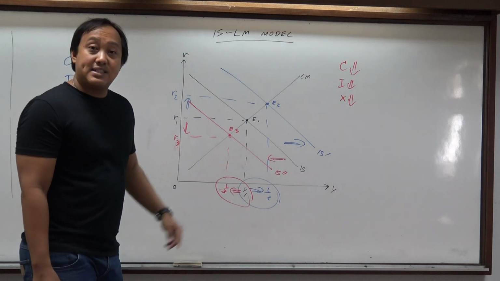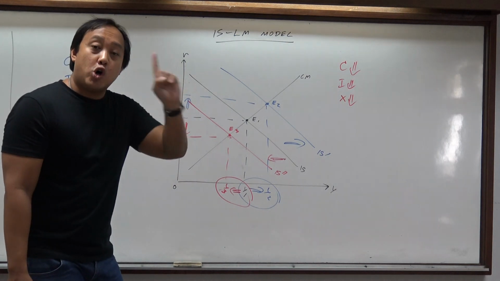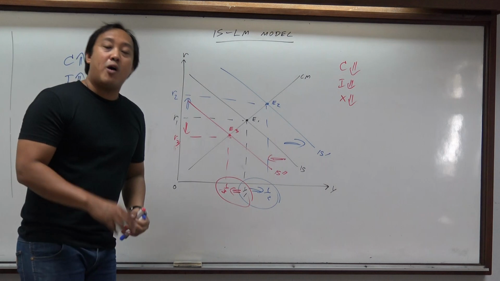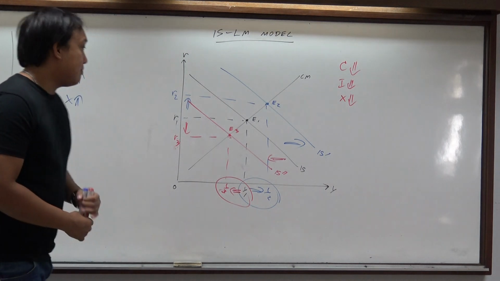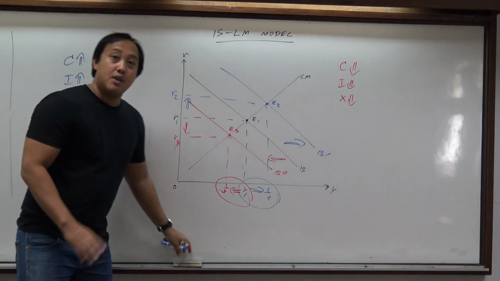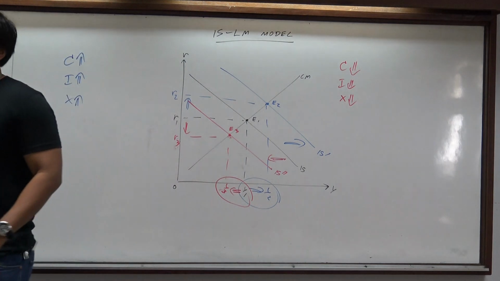It affects the IS curve. And again, the IS curve comes from total expenditure, and the equilibrium point from the output market. So that's so good.